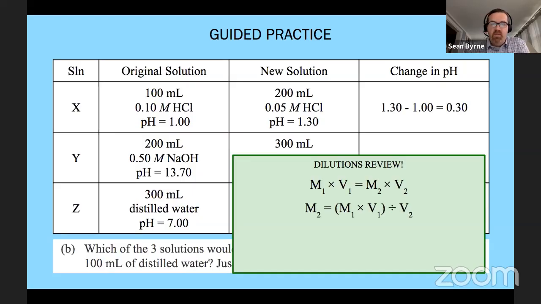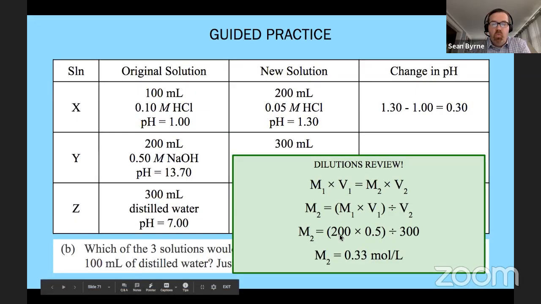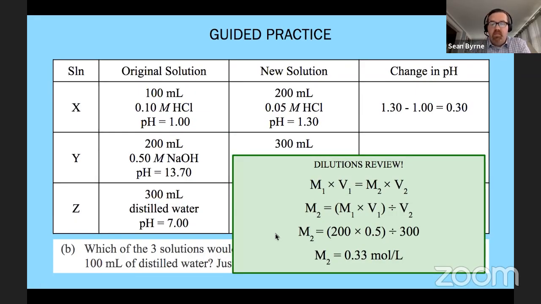If we are solving for M2, the molarity of our new solution, we can say M2 equals M1 times V1 divided by V2. I will plug in my numbers here, and I would get a final molarity of 0.33. Now, many students will take the added step of converting the volumes to liters. And typically we would look at volumes in liters, so we would have 0.2 and 0.3. But because the relationship between the volumes, 2 to 3 or 0.2 to 0.3, stays the same, we can plug these numbers in to still get the same answer.